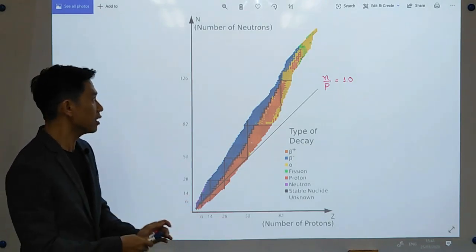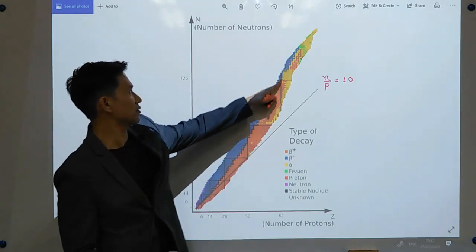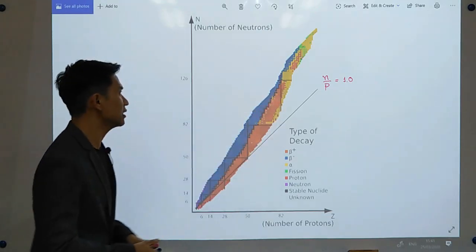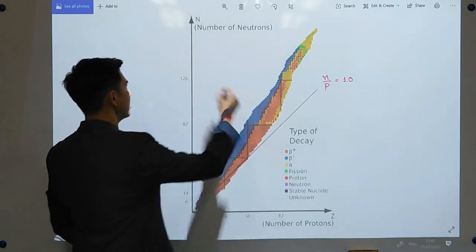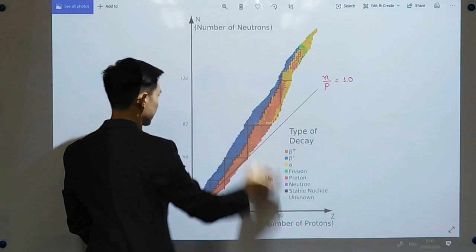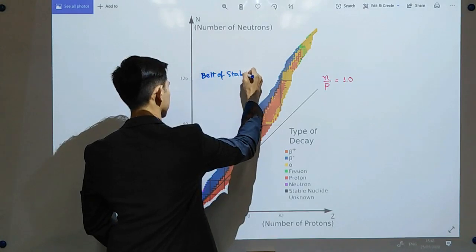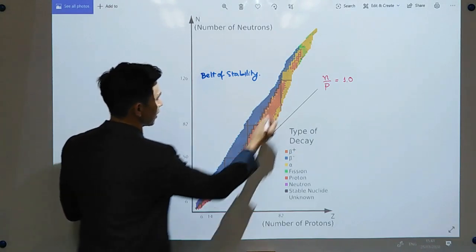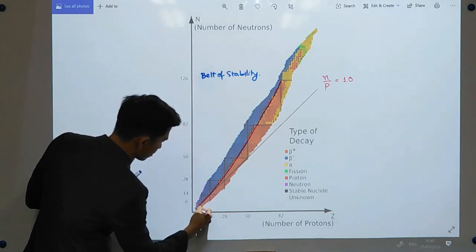Put it here. Okay. From this graph, what you can see is there is a very narrow black line over here. The very narrow black line indicates only the stable isotopes. The stable isotopes on the black line here are called the belt of stability. The black line is called the belt of stability. Okay. So the black line, I will label it for you like this.